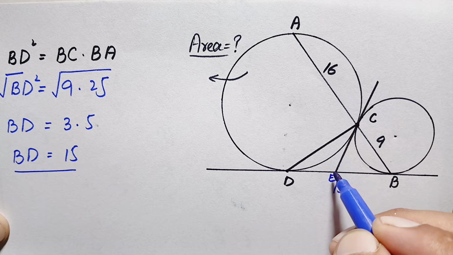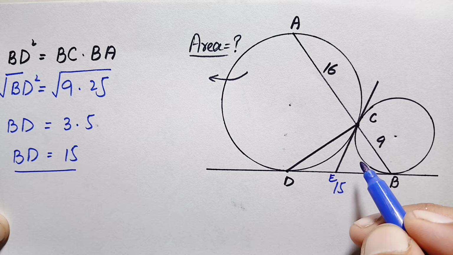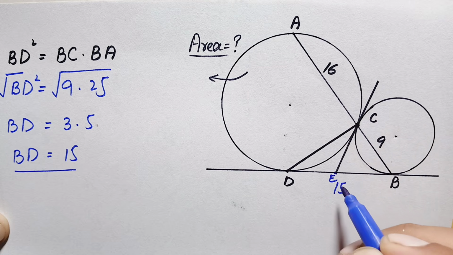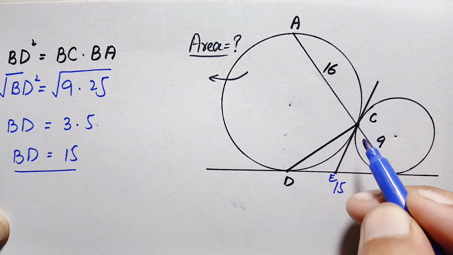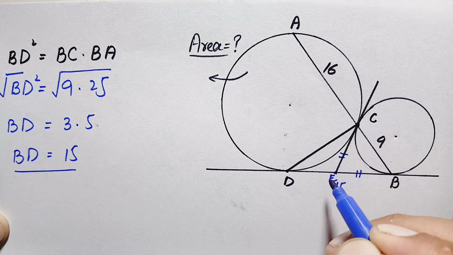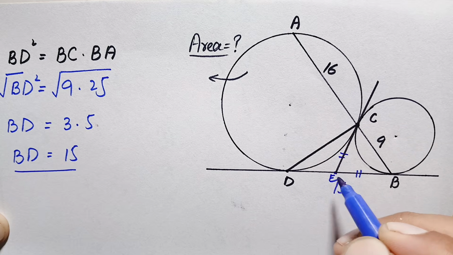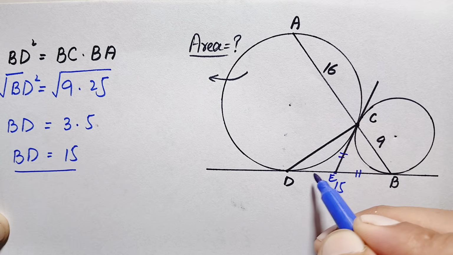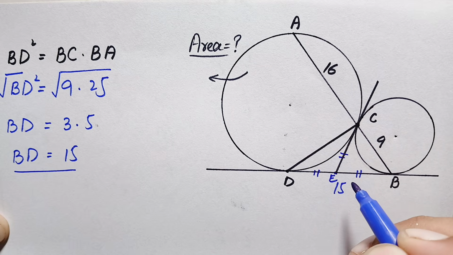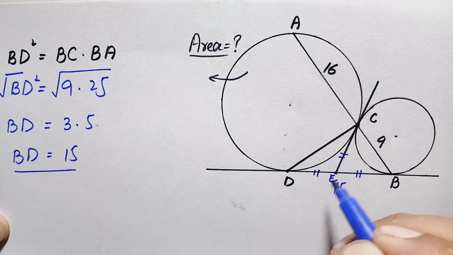Now if we have two tangents from an external point to a circle, then the lengths of those tangents will be equal. So here we have two tangents from this point E to this circle, tangent EB and tangent EC. They will have the same length. Similarly, we have two tangents from point E to this bigger circle, tangent ED and tangent EC. So these lengths will also be equal. So here we have two smaller triangles, triangle DEC and triangle BEC.